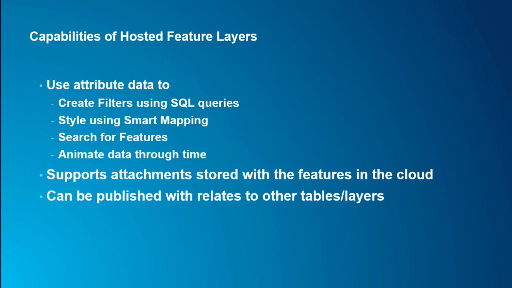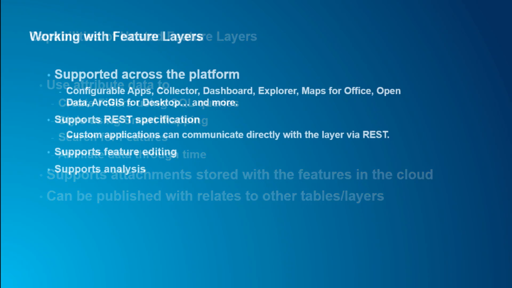Now, feature layers support attachments, and attachments are stored in ArcGIS Online in the cloud. And feature layers also support relates. So you could have relates with other tables. And we have a really nice user experience now where you could navigate to the related records right from your item detail page for that layer.